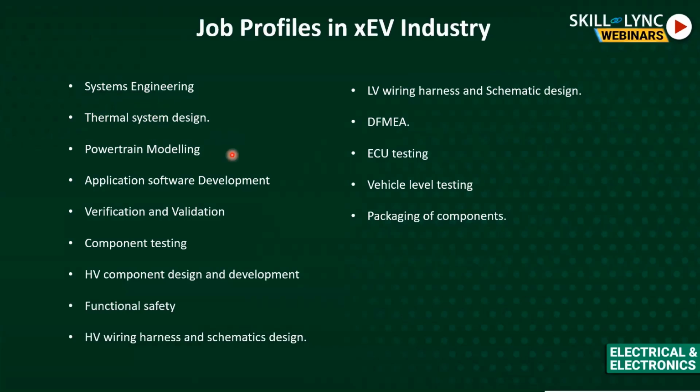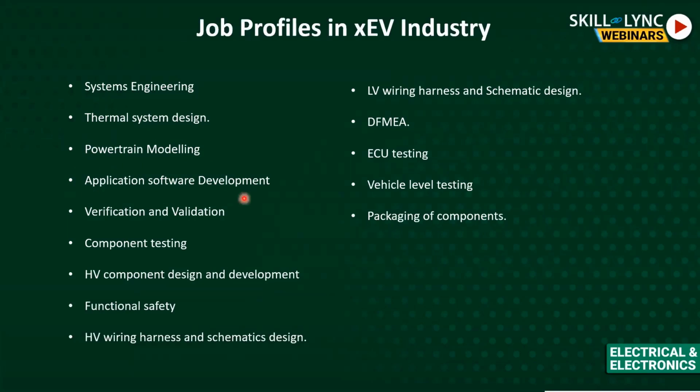Next is powertrain modeling. Once the system engineer defines these parameters, the powertrain modeling engineer will define the mathematical modeling of the individual components, so that if you want to test a certain thing, there is no need of an actual vehicle. He can run the simulations in what we used to call hardware in loop simulation platforms like Opal RT or dSPACE. That means he will just solve the mathematical equations.